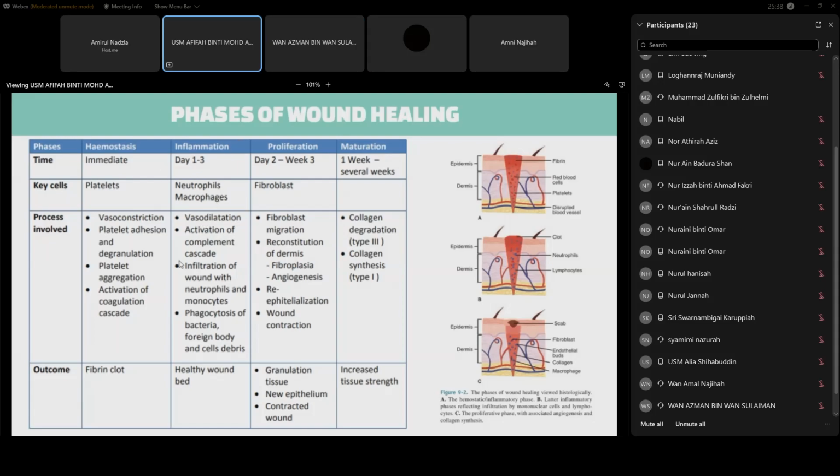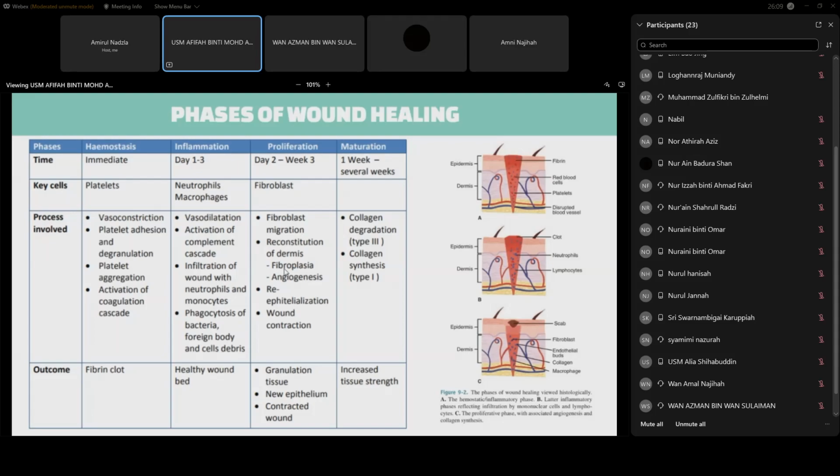Okay, inflammatory phase. In the inflammatory phase, the damaged cells, pathogens, and bacteria will start to be removed from the wound area by the action of phagocytosis by the neutrophils and also monocytes. And then for the outcome, it will form a healthy wound bed by the action of the neutrophils and also monocytes.